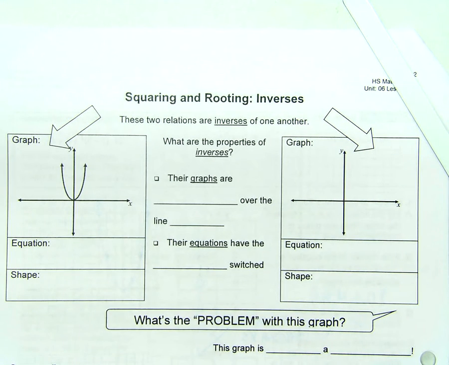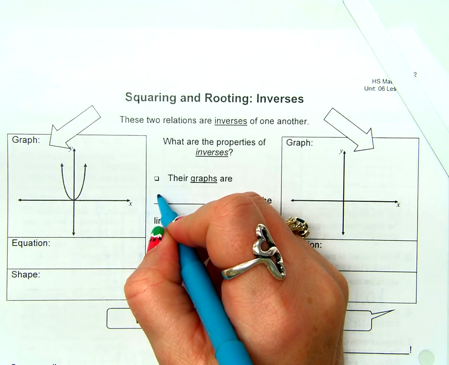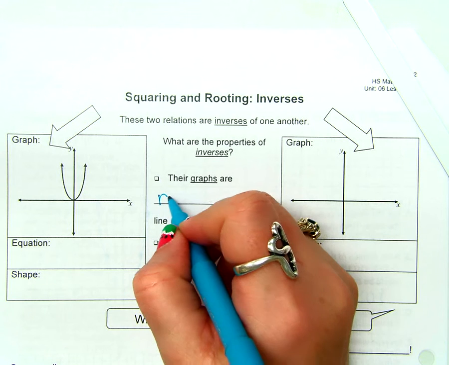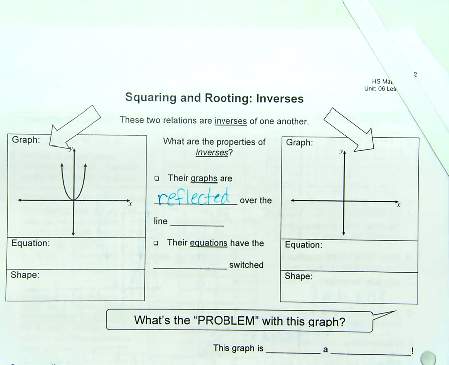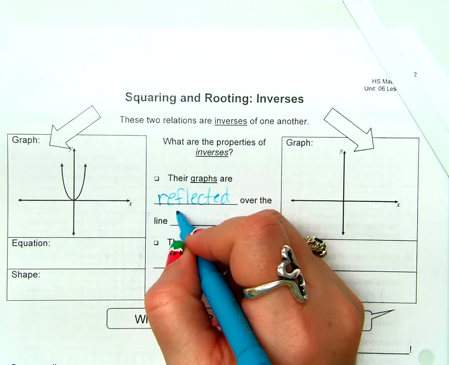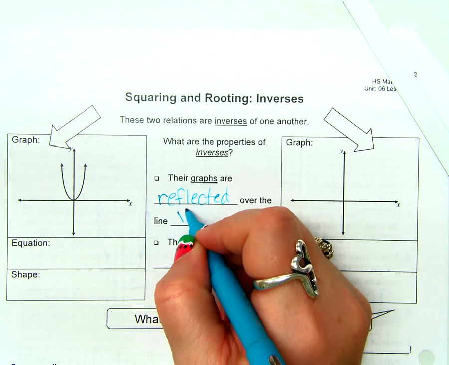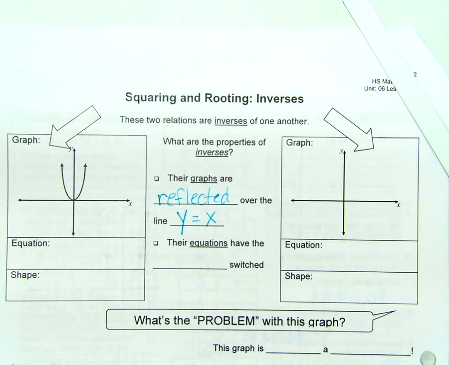Okay? What are the properties of inverses? Well, their graphs are... First of all, they are similar, just so you know. Okay? Maybe not the geometric definition, but maybe so. They are reflected over the line. Perfect. Y equals X. I know. I was letting you have time to get there.